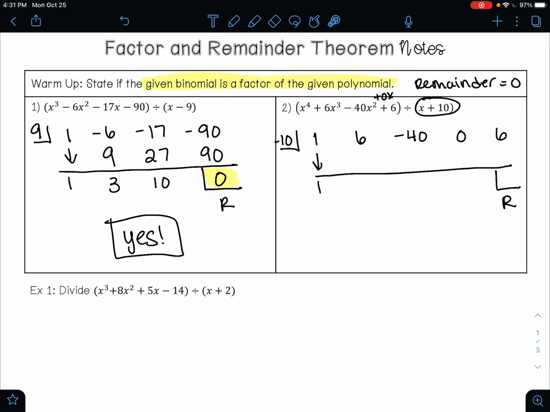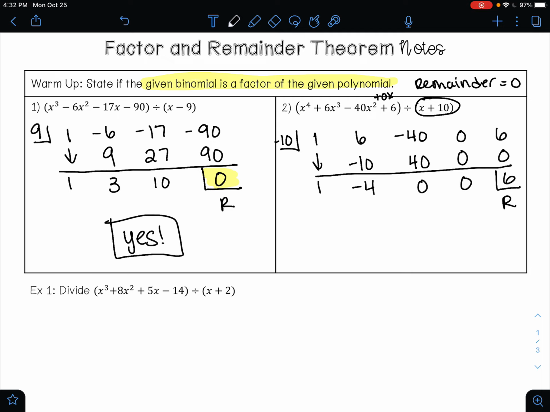-10 times 1 is -10. -6 minus 10 is -4. -10 times -4 is +40. -40 plus 40 is 0. -10 times 0 is 0. 0 plus 0 is 0. -10 times 0 is 0. 6 plus 0 is 6.